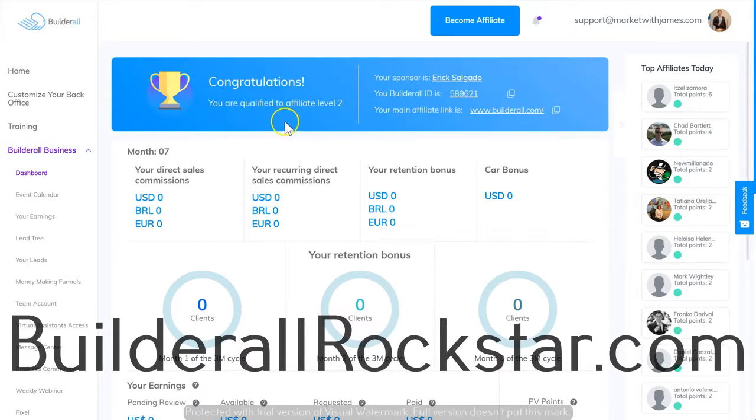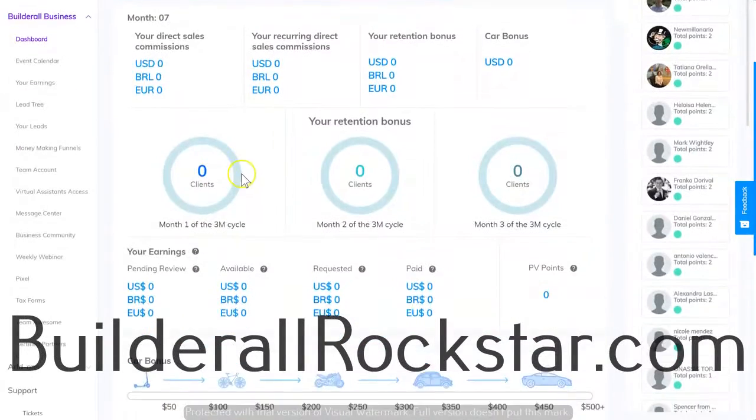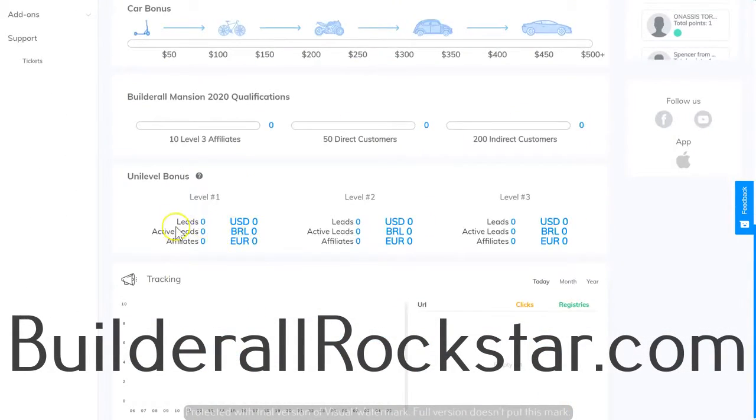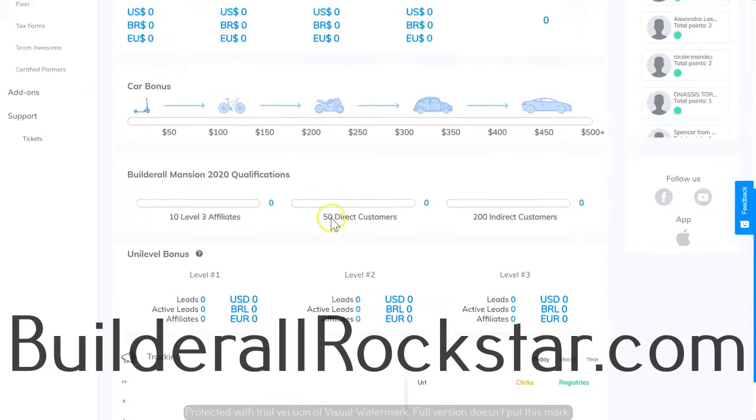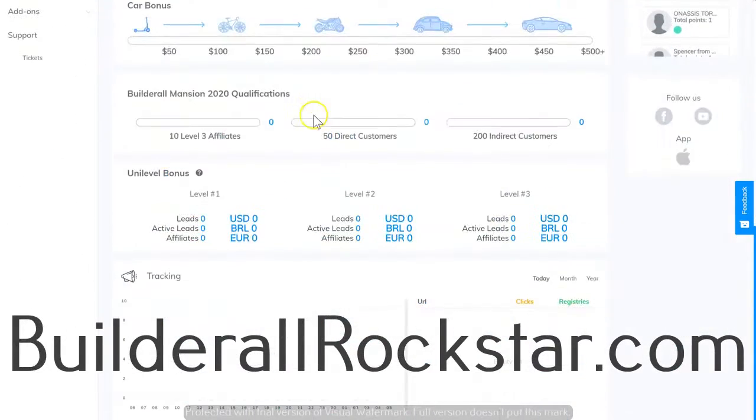So first off, you've got your affiliate level. The level goes from level 0 to level 3. At level 0 you only get your direct sales commissions. On level 1 and level 2 you get your unilevel bonus 1 and your unilevel bonus 2. And as a level 3 affiliate you also get your level 3 commissions as well.